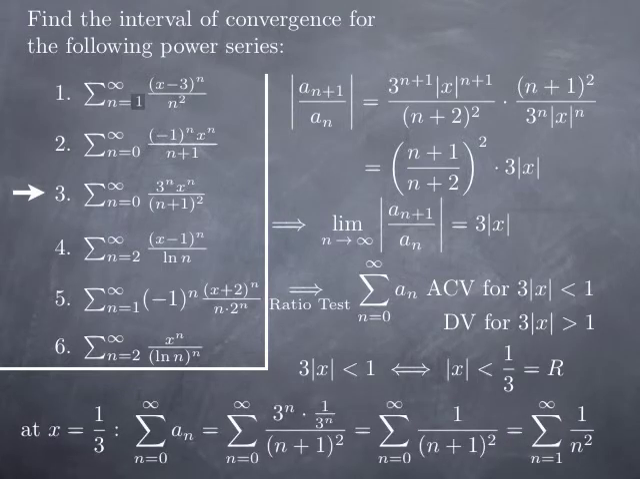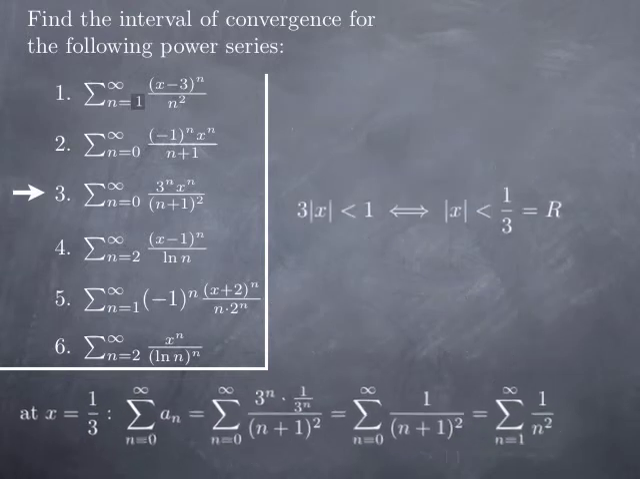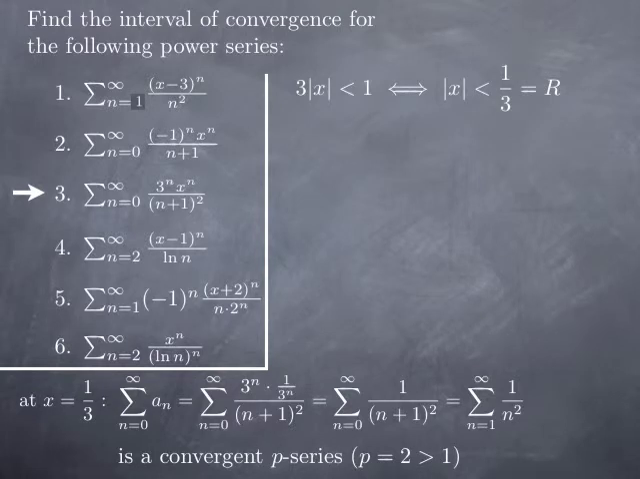Specifically, when x is 1/3, x^n is going to be 1 over 3^n. So at the top we have 3^n multiplied by 1 over 3^n, and then this is divided by (n plus 1) squared. That's our general term when x is 1/3. Of course, 3^n multiplied by 1 over 3^n is 1. So we end up with a series of 1 over (n plus 1) squared. Shifting the index, it's really the sum starting at 1 of 1 over n squared, which is a convergent p-series, because p is 2, which is strictly greater than 1.